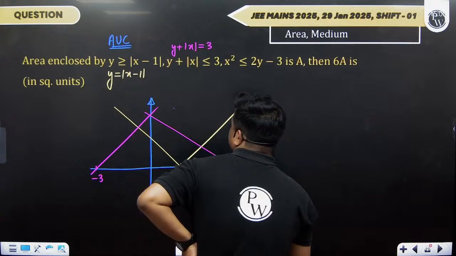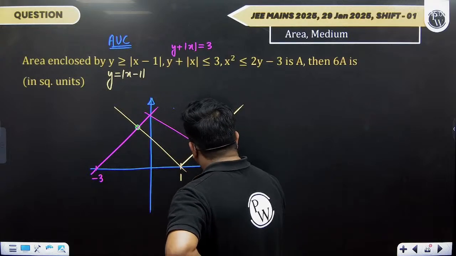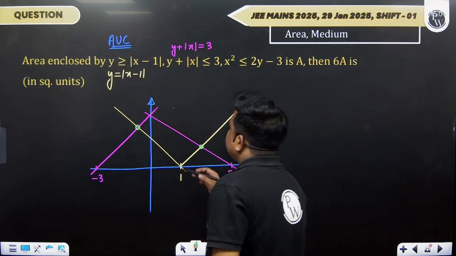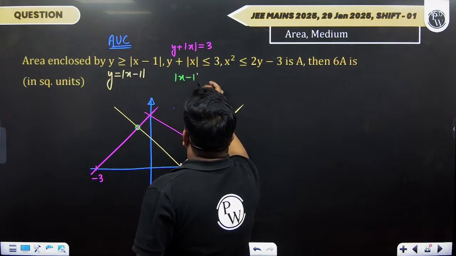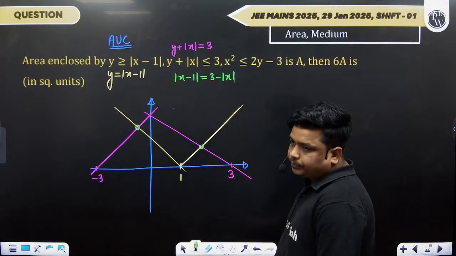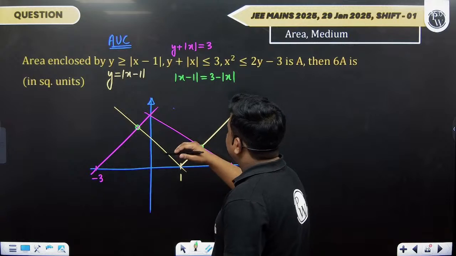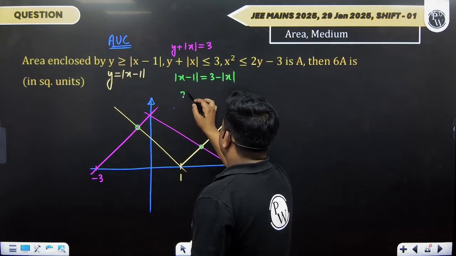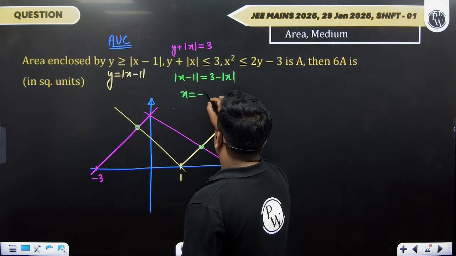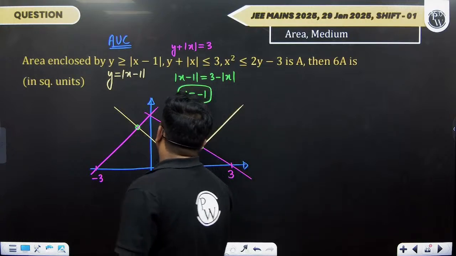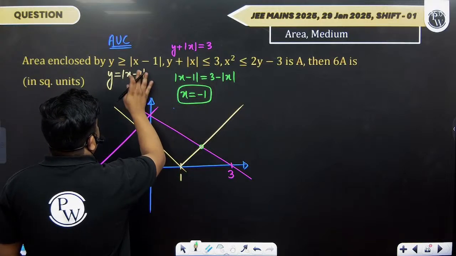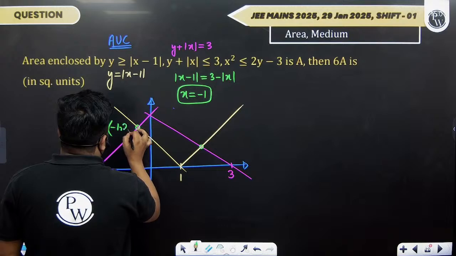Now let's first find this point of intersection and this point of intersection between both of them. So we can solve like this: mod x minus 1 is equal to 3 minus mod x. I'm equating the y values, for the negative portion. If you solve this, you will get x equal to minus 1. One of the values will be minus 1. If you plot again, this becomes the point minus 1 comma 2.